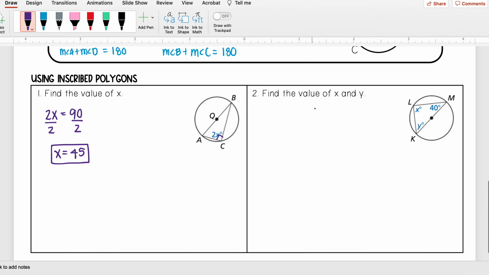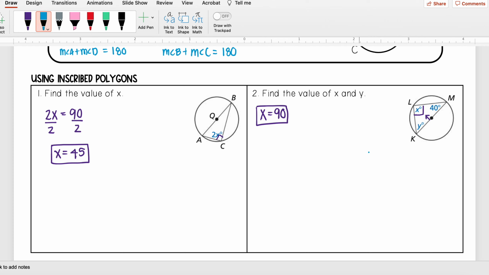Okay, looking at this next one, I want to find the value of x and y. Again, I see I have a triangle inscribed here. One of my sides is the diameter, so that means that this triangle is in fact a right triangle, with the diameter being my hypotenuse. And we know the opposite of the hypotenuse is always my right angle. So automatically I know that x is equal to 90 degrees.